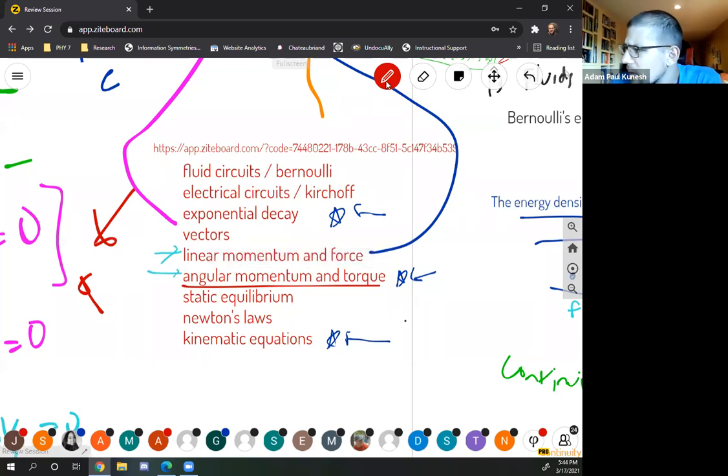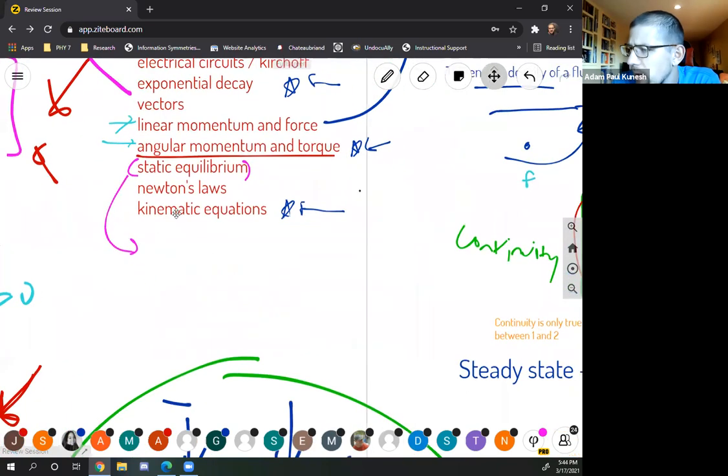Okay, next part, static equilibrium. So static equilibrium is very small, so we'll take 5 minutes or less. I'm going to put a hard stop there so we can at least hit the kinematic equations. So static equilibrium, because I know it's got a star.